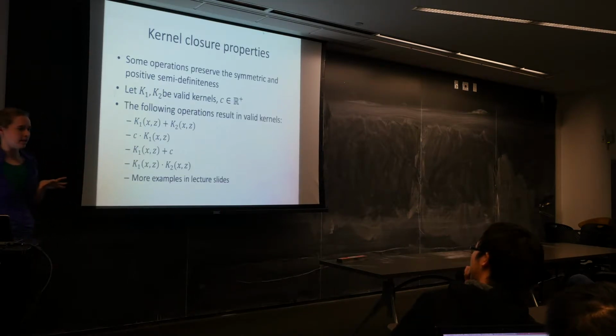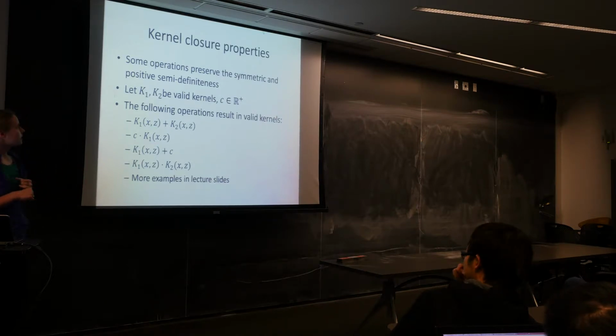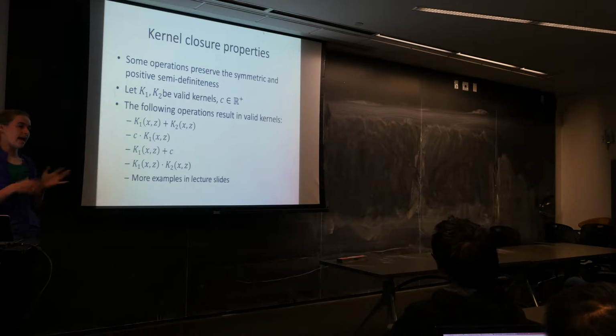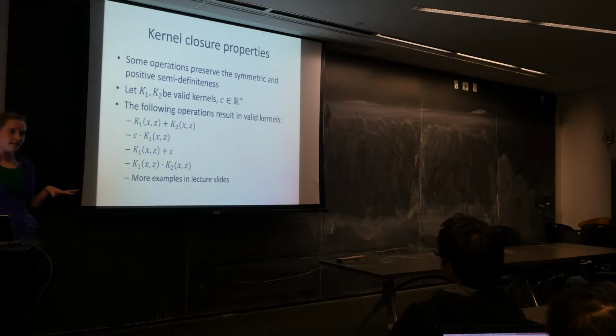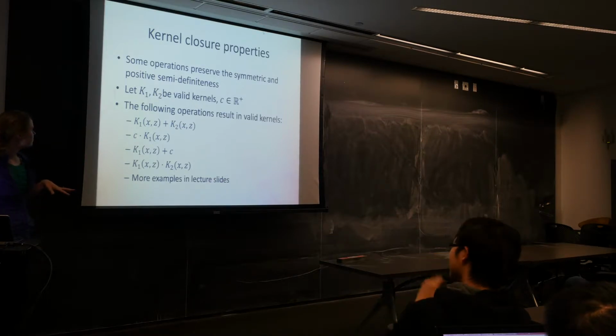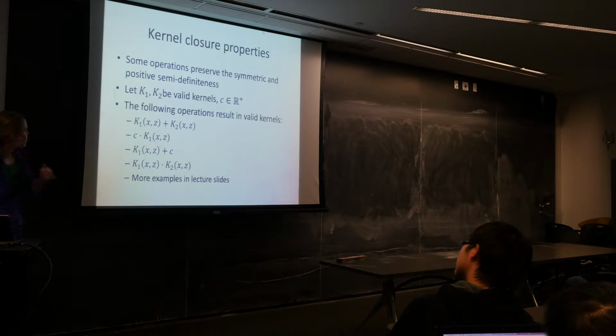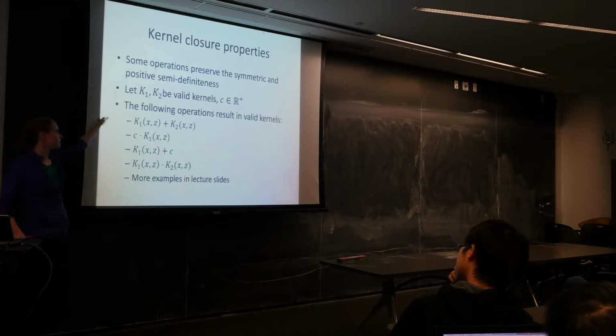Another important thing to keep in mind: if you want to check that something is a valid kernel, you can go and look at the particular properties it has to satisfy, or there are some operations that you can prove ahead of time still preserve the symmetry and positive semi-definiteness of a kernel. Here I have a few examples. There are more extensive examples on the lecture slides if you want to go back and look at those. But here you can see that if you add two valid kernels together, that's still a valid kernel.